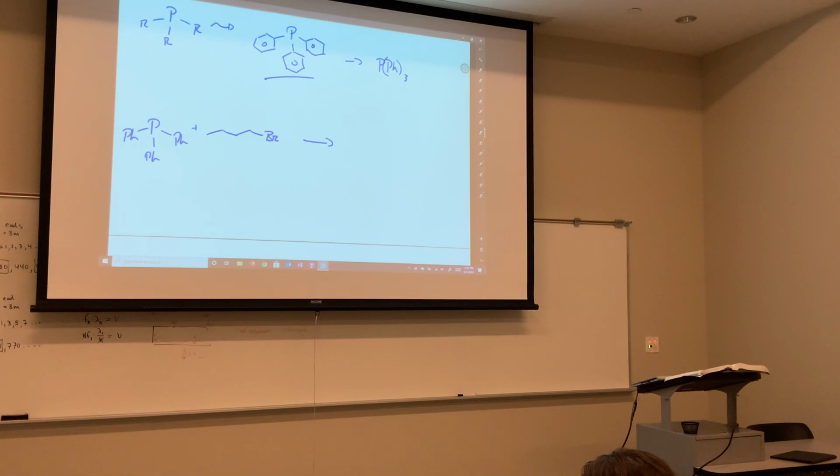I'm dealing with this. Remember, we haven't done much with phosphorus, right? We have to make a lot of assumptions that when we make bonds with phosphorus, it ends up staying neutral.